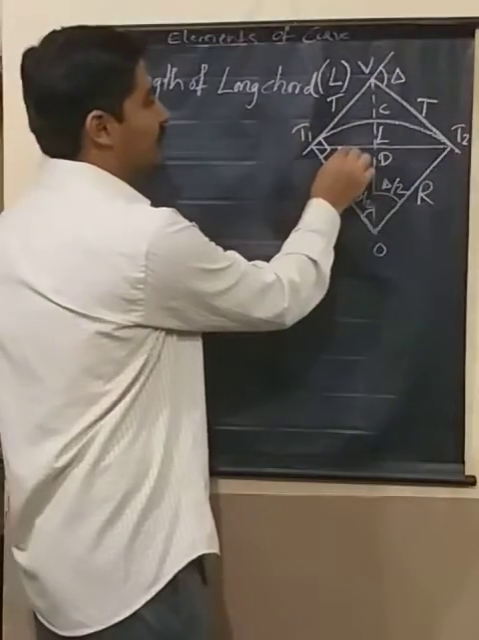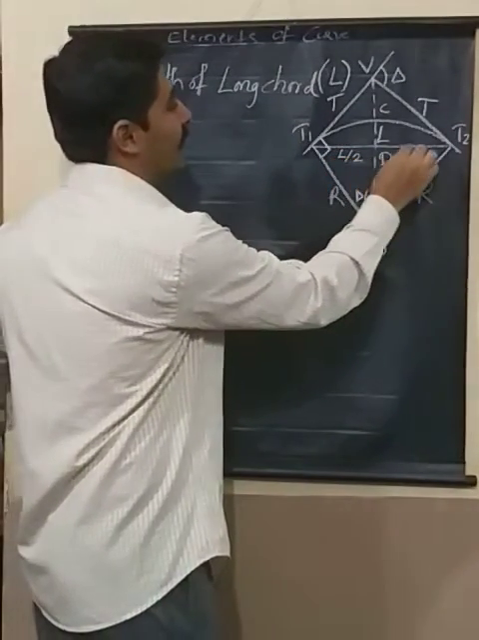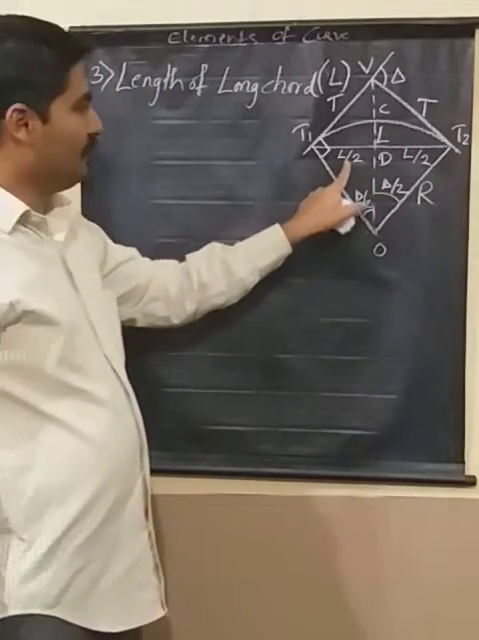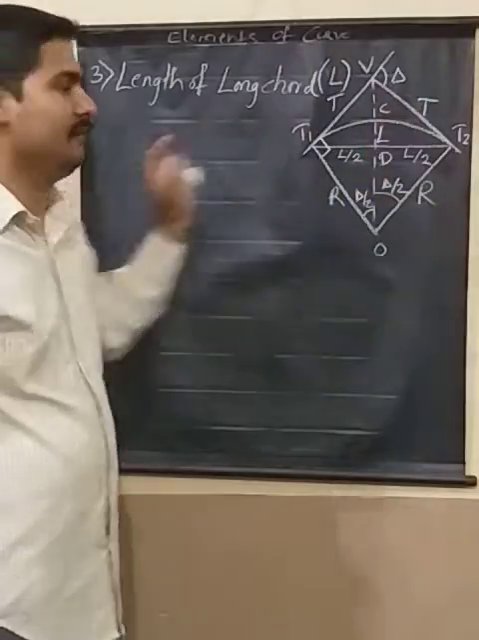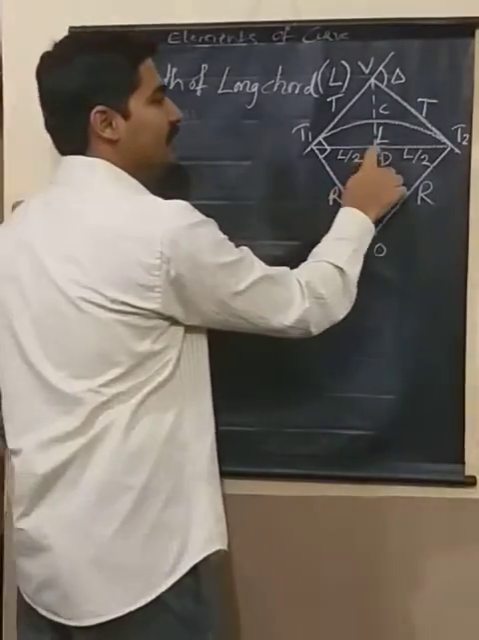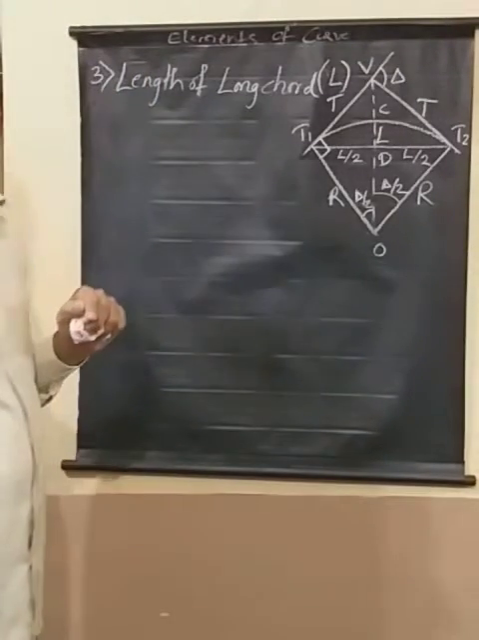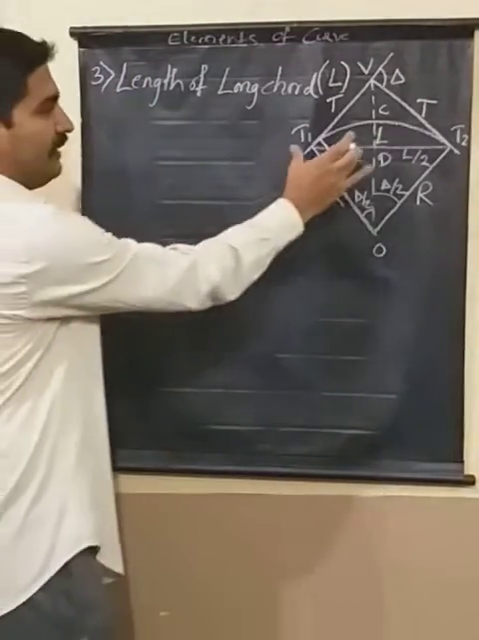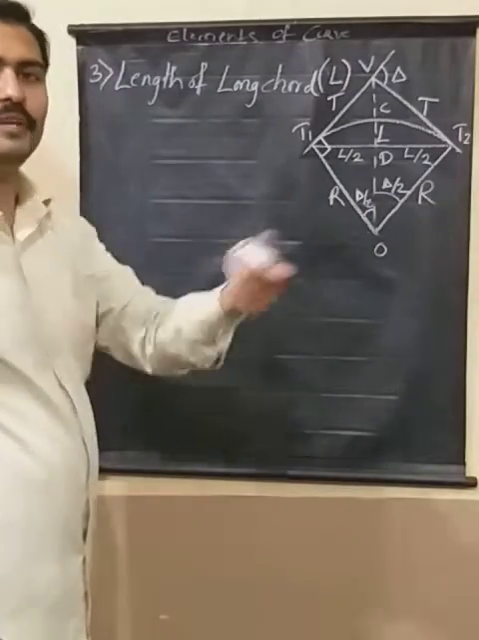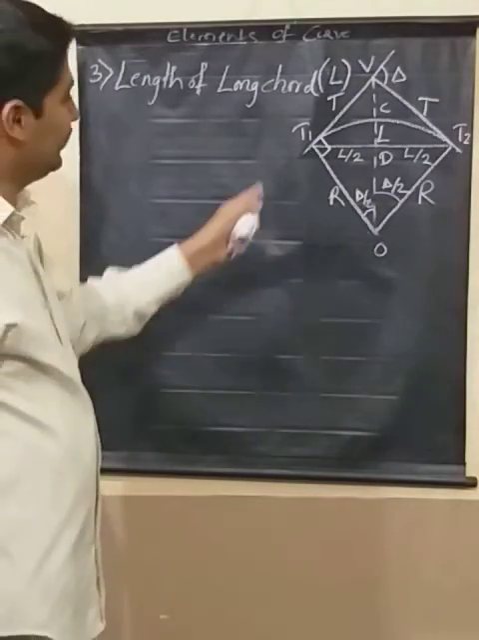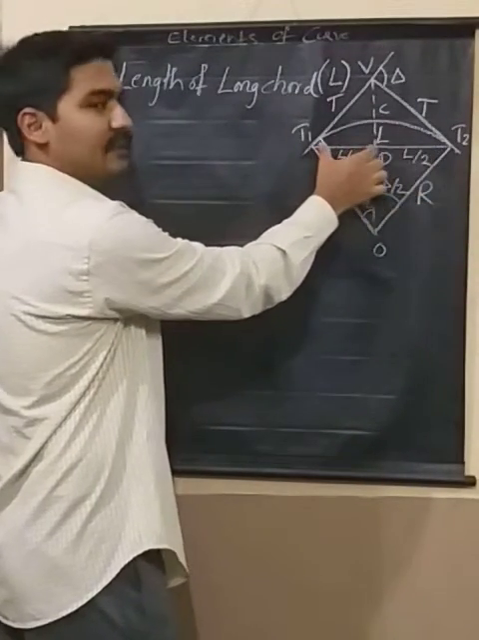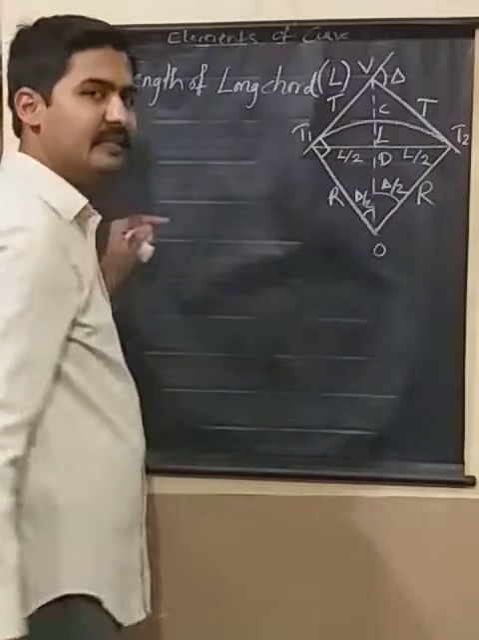So definitely this is going to be L by 2 and this is going to be L by 2, isn't it? So you are going to make it exactly half. So T1D is L by 2 and then DT2 is L by 2 again, right? So if I find T1D, I can easily get what is L because it is 2 times the T1D, right? So this total L is 2 times this, isn't it? So I will find out only T1D.